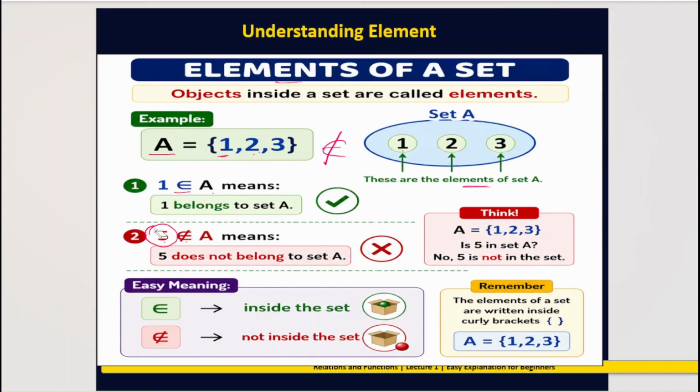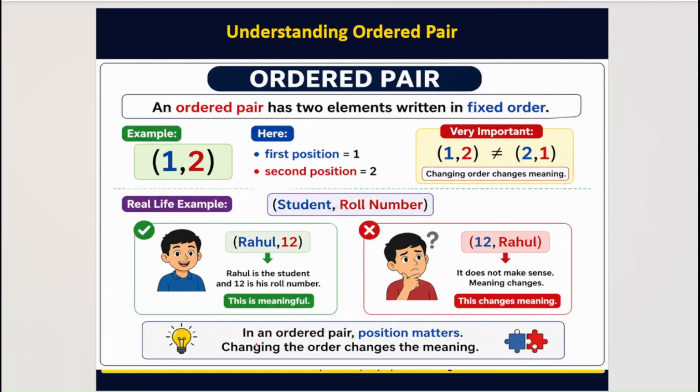It means 5 does not belong to set A, right? Again, 1, 2, 3 is there in the set, but is there 5 in the set? No, it is not. So I'll represent it by this sign. In simple terms, if this is the symbol I'm using, it means the element is inside the set. And if this is the symbol I'm using, it means the element is not inside the set. So two terms we have discussed: one is set and one is the elements, right?